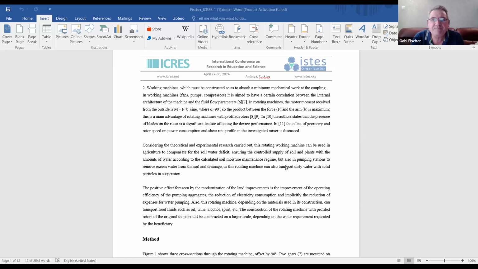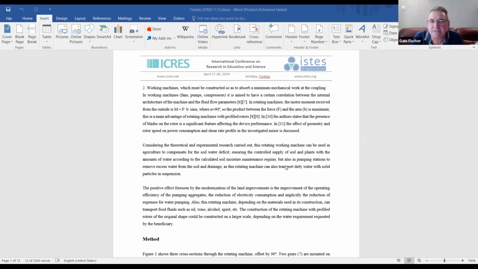In working machines, like fans, pumps, compressors, it is aimed to have a certain correlation between the internal architecture of the machine and the fluid flow parameters, as I showed before. In rotating machines, the motor moment received from the outside is given by this mathematical formula, so the product between the force and the arm is maximum. This is a main advantage of a rotating machine with profiled rotors.